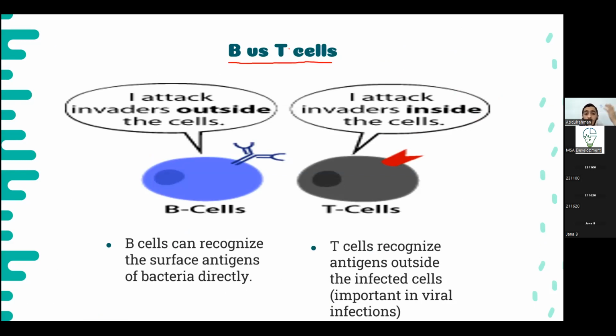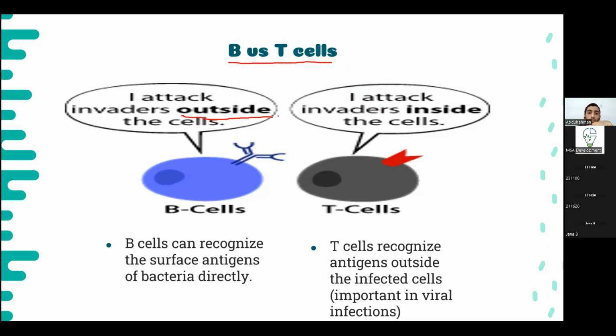When do we want to have B cells acting, and when are the T cells going to act? B cells are attacking invaders outside of the cell. How do you want to remember this concept? So B cells, what do they do? They release antibodies. So if they're releasing antibodies, it is going to be attacking something that's outside because it's secreting its antibody outside.